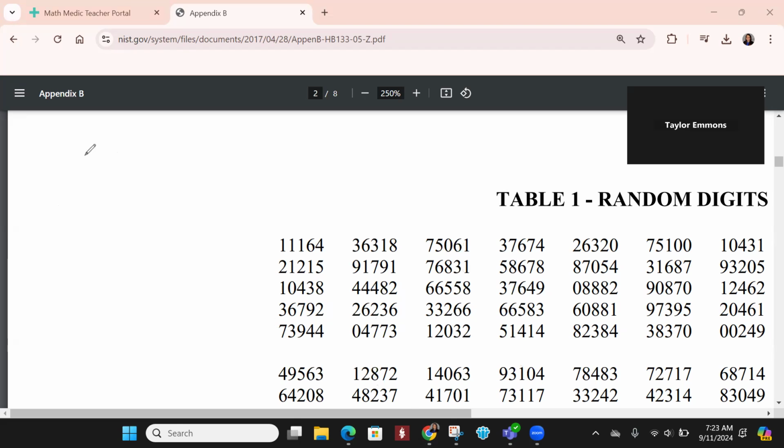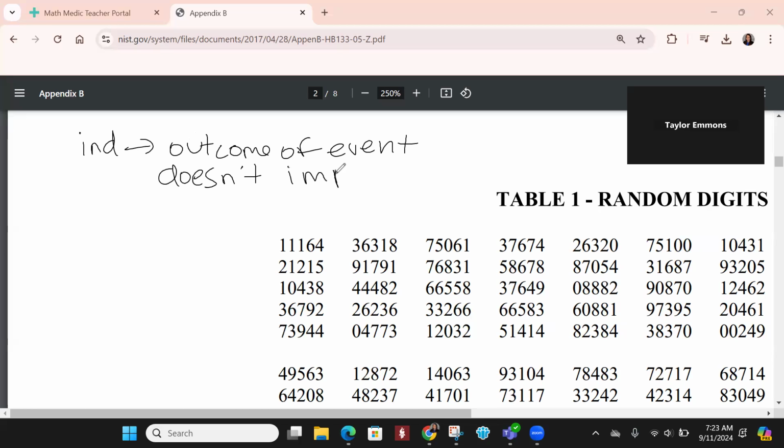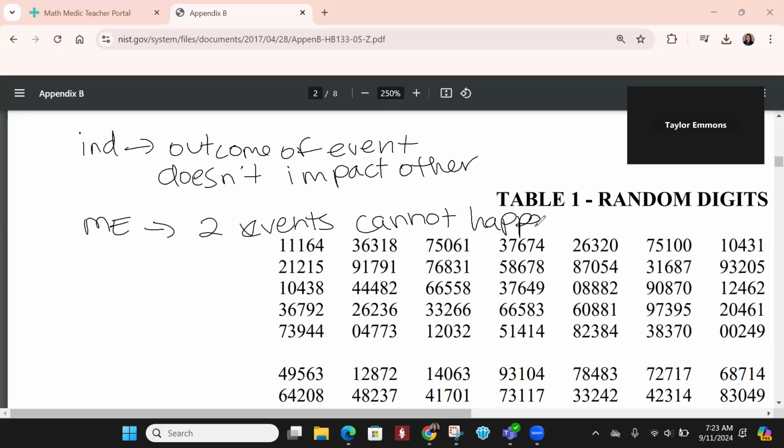So you said independent is where the outcome of each event does not impact the other, right? Okay. What does mutually exclusive mean? Look in your definition. Two events can't happen at the same time. Mutually exclusive, two events cannot happen at the same time. Is there anything else in your notes?